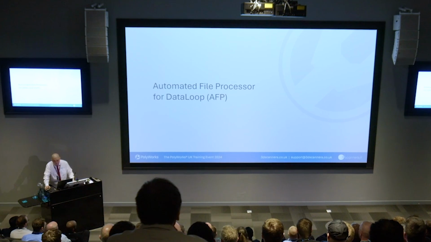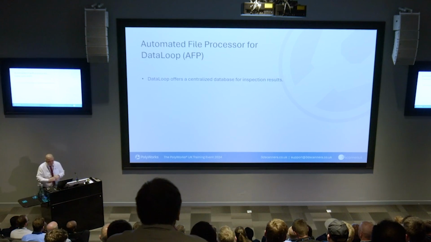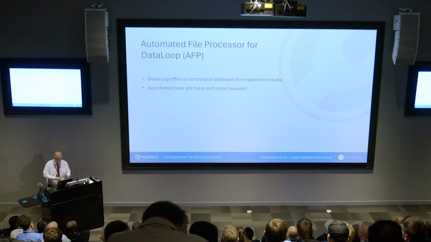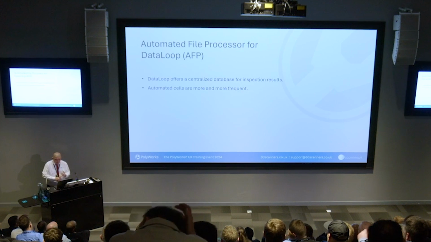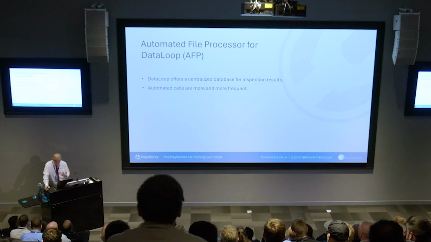A new tool that they've introduced for 2024 is called the Automated File Processor for DataLoop, abbreviated to AFP. As DataLoop offers a centralized database for inspection results, more and more automated cells are being used to measure parts, which is a great solution for analysis engineers, managers, and so forth to be able to quickly and easily view the results while they're being continuously scanned and inspected.